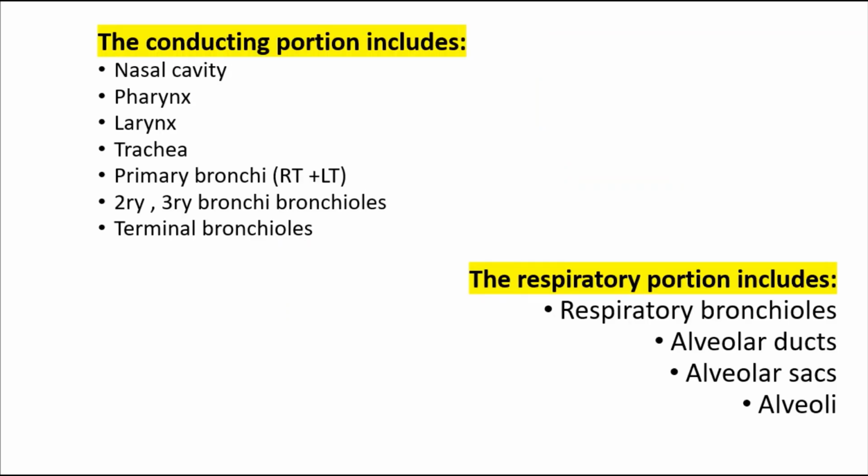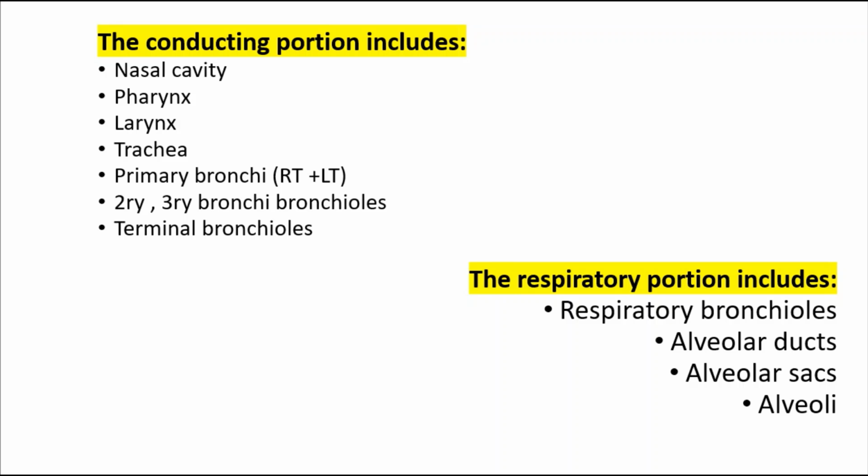Now, these are the parts of the conducting portion. You have the nasal cavity, the pharynx, the larynx, the trachea, the primary bronchi, both in the left and in the right lungs, the secondary, tertiary bronchi, and the terminal bronchi. The respiratory portion of the lungs includes the respiratory bronchus, the alveolar ducts, the alveolar sacs, and the alveoli themselves.